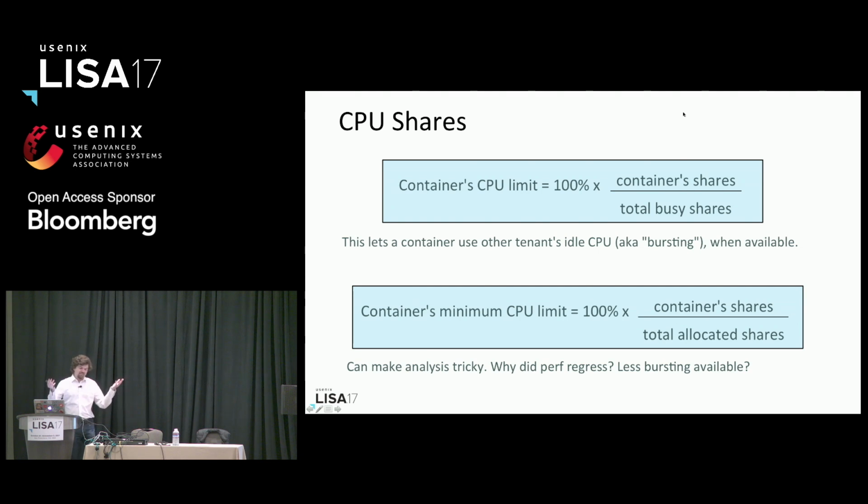If everyone's busy at the same time, and that's a different thing to consider, you could call it the container's minimum guaranteed CPU limit, and that's where you can divide your share by the total allocated shares. That's worst case, if everyone wants to use those shares at the same time. So it's nice because it gives us this sliding scale of worst case to best case. It means containers can burst and consume extra headroom.